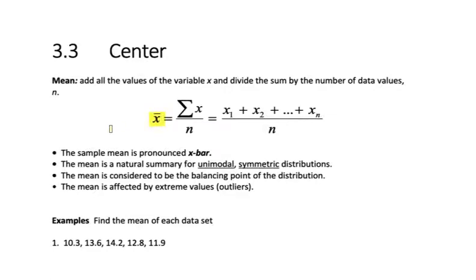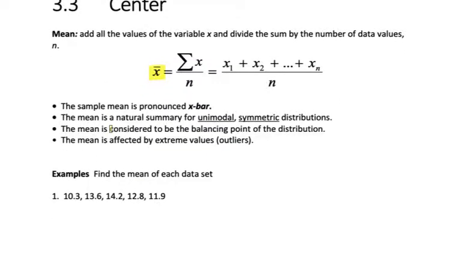And x bar represents the sample mean. So if our data come from a sample and we calculate the mean, then we can use the symbol x bar to represent that mean. The mean is a good summary for a unimodal symmetric distribution. We're going to talk a little bit more later about the relationship between the measure of center and the shape of the distribution. The mean is affected by extreme values or outliers, and we're going to talk more about that in a minute as well.